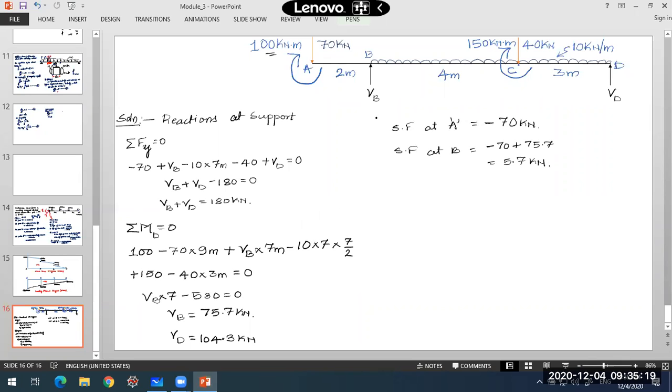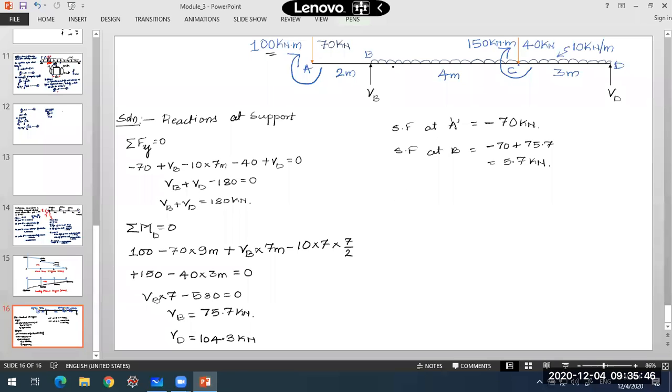Now it should be clear to you that a concentrated load will suddenly increase or decrease the shear force. At one point itself, there will be a sudden change in the shear force value. We'll take care of that when we are plotting it. So I am no longer taking the left and right of the concentrated load. You should now be familiar with that one.